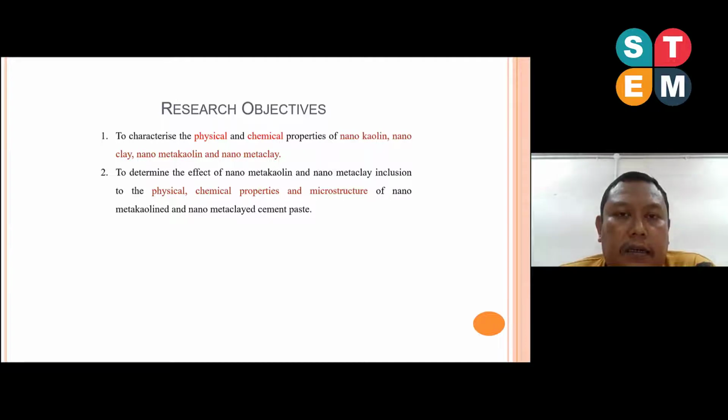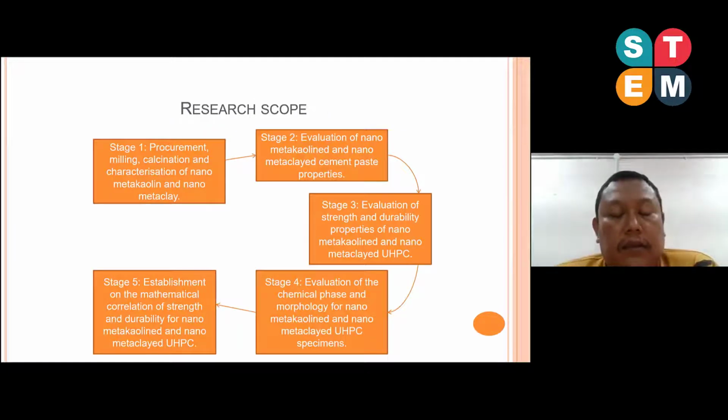Okay, so coming back to the research objective, in this meeting I will focus on two objectives. The first one is to characterize the physical and chemical properties of nanokaolin, nanoclay, nanometakaolin, and nanometaclay. The second objective is to determine the effect of nanometakaolin and nanometaclay inclusion on the physical and chemical properties and microstructure of cement paste. Okay, this is the research scope for this presentation.